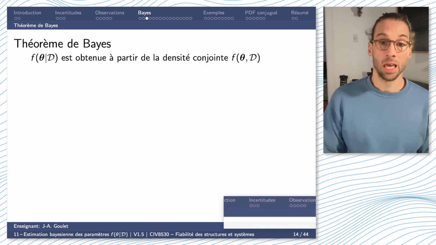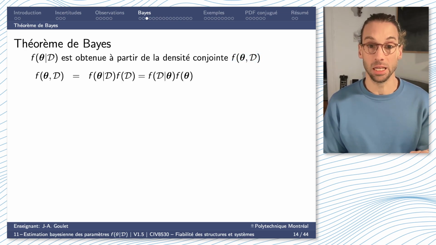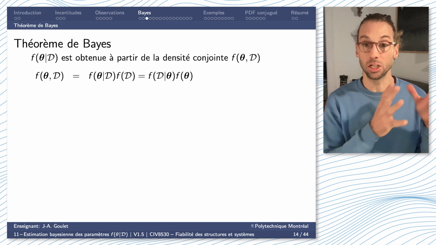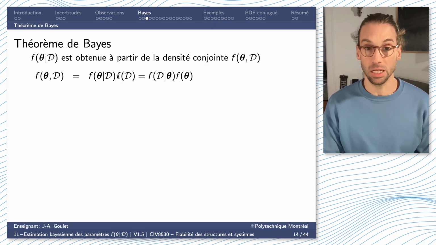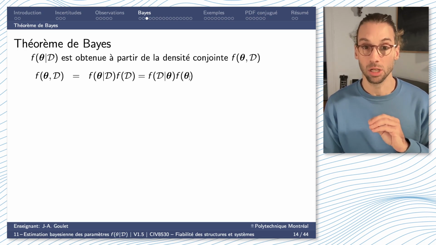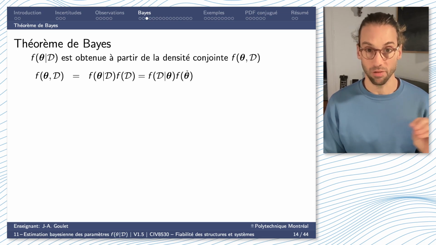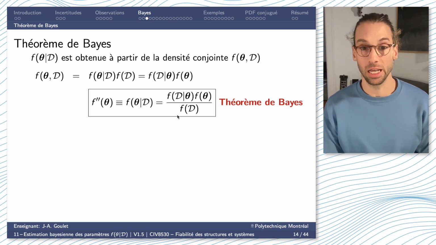So f of theta given d is what we call the posterior density for my parameter given the data. And we can obtain this from the formulation of the joint distribution between theta and d. To express a joint distribution, it's going to be the product of a conditional times a marginal: the conditional probability of theta given d times the marginal probability of the data, or the conditional probability of the data given the parameters times the joint prior probability for the parameters. If I reorganize these terms to elucidate the posterior I'm looking for, I'm going to get Bayes' rule.